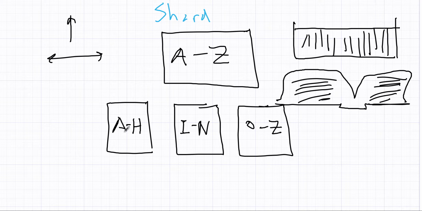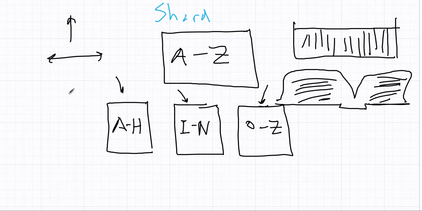So let's do A through H, I through N, O through Z. Now, I don't know if that's actually good distribution, but let's say that it is. So if you want to look up airplanes, you're going to go through this volume. If you want to look up something that begins with India Ink, you would go to this one. If you want to look up zebras, you would go to that one. So we're sharding the database here.